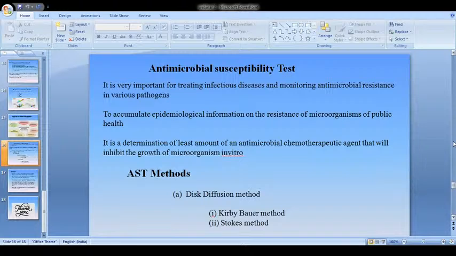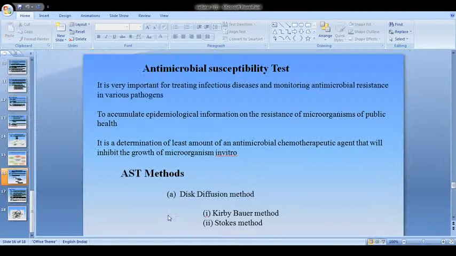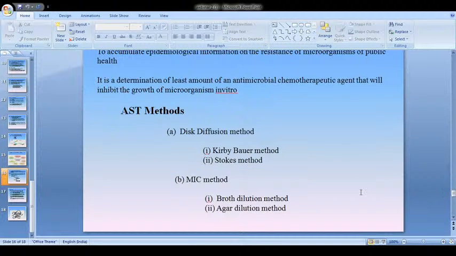And some methods are there for the antimicrobial susceptibility test. There are methods: disk diffusion method, MIC method, and one more method, the stokes method. In the disk diffusion method, there are 2 types: Kirby-Bauer method and Stokes method. And the minimal inhibitory concentration method is classified into 2 types, that is broth dilution method and agar dilution method. So these tests are used for antimicrobial susceptibility.